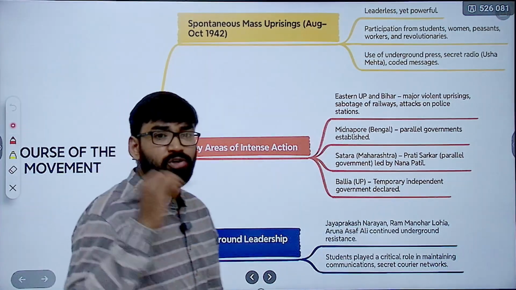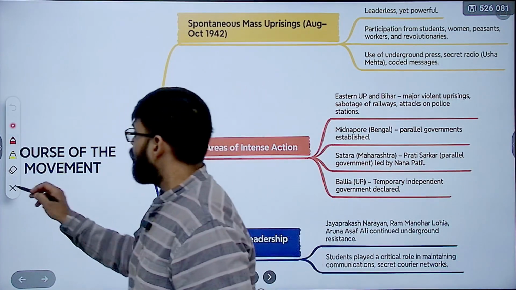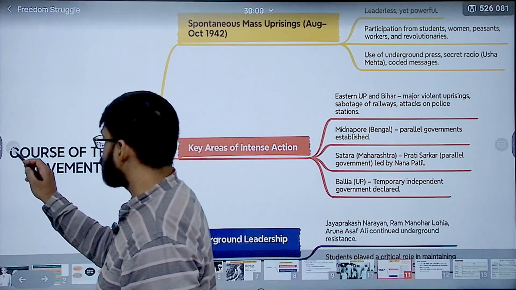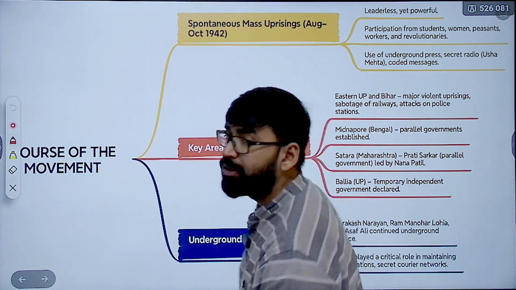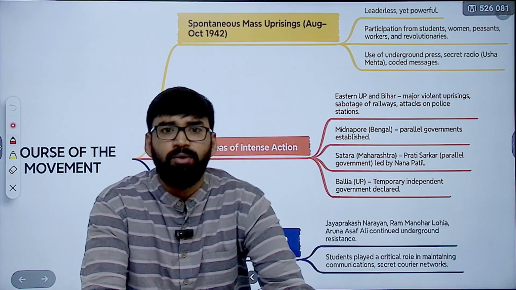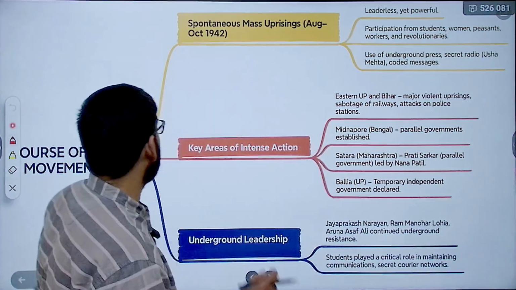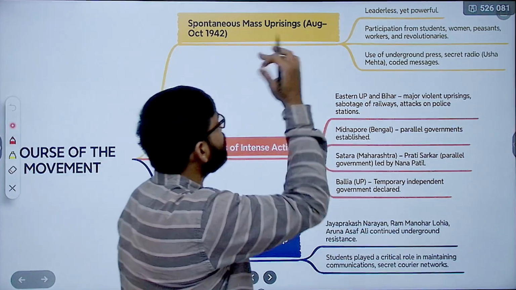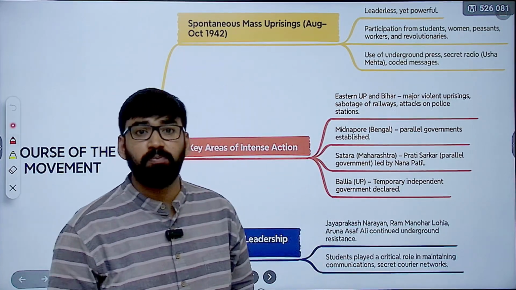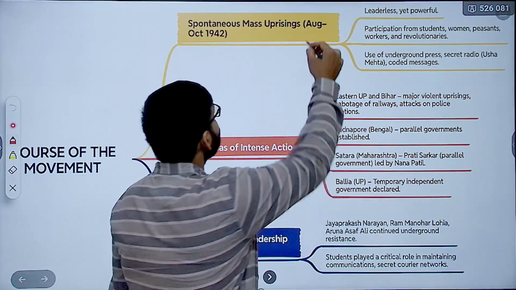Now, what is the course of the movement? अब इस movement के दौरान क्या क्या चीजें हुई? So let's try to understand the course of the movement. So the first phase we are going to discuss. First phase here is spontaneous mass uprisings. जी हाँ, spontaneous mass uprisings.